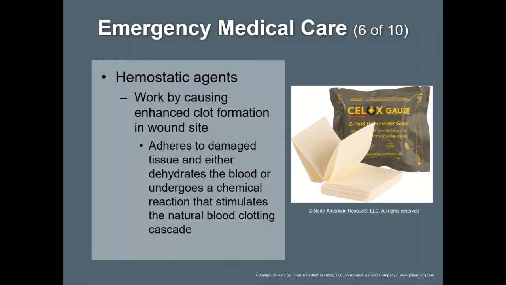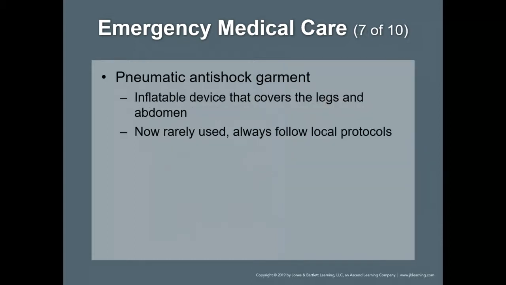Wound packing is one of the last efforts we make, but if we have injuries to the torso or even the upper part of the lower extremity that we cannot control with a tourniquet, we might have to do some wound packing, and that's basically where we continue to apply gauze inside the wound until we're able to apply pressure to the bottom of the wound where the hemorrhage is originating.